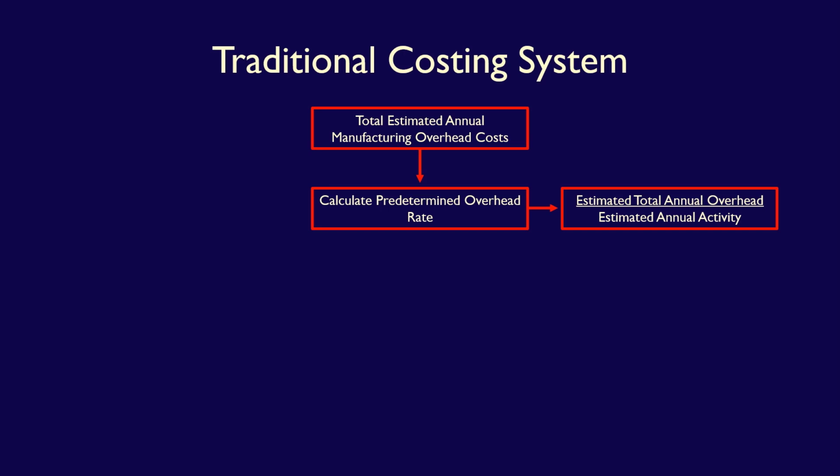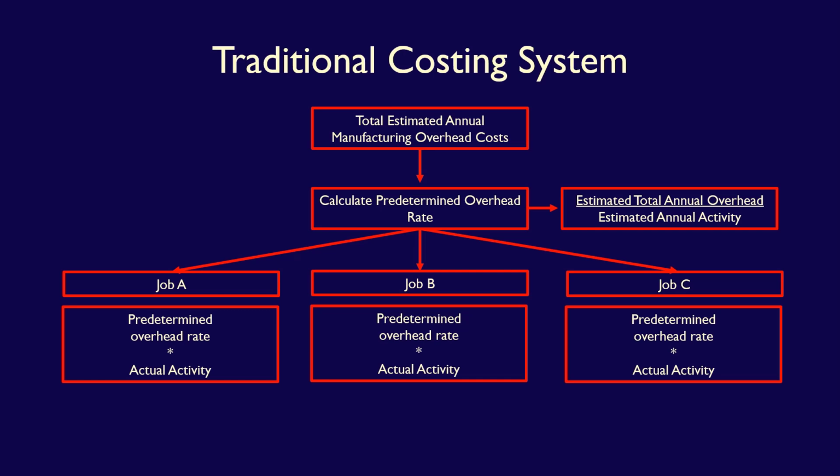Using the one cost pool of estimated total annual overhead and the one estimated total annual activity, we calculate the predetermined overhead rate, also called the plant-wide rate. Remember, this rate is based on estimates made by management at the start of the year. Using the predetermined overhead rate, we multiply it by the actual activity used in each of the organization's jobs. The predetermined overhead rate multiplied by the actual activity used in the job, such as direct labor hours, allows us to allocate an appropriate amount of overhead to each job completed.